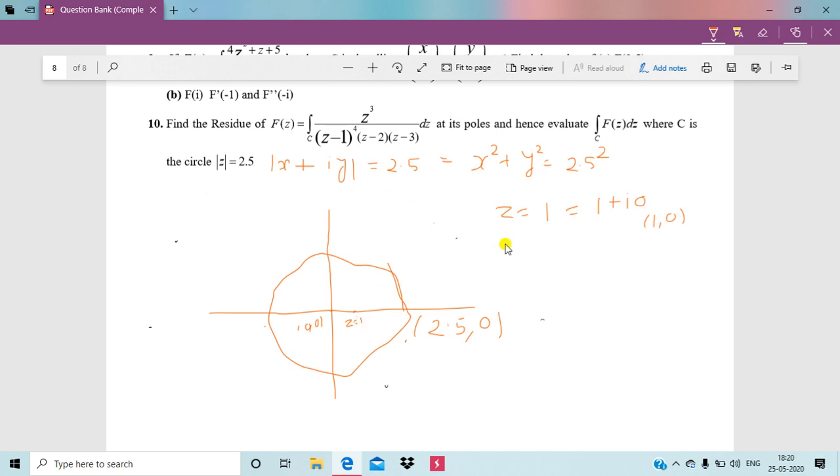Next is the point z is equal to 2. Z is equal to 2 can be written in complex form as 2 plus iota into 0. So it is the point 2, 0. Since the circle has radius 2.5, the point 2, 0 should be here. So this will be the point z is equal to 2. So z is equal to 2 is also an inside point.